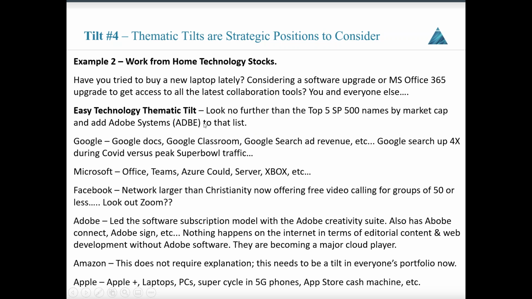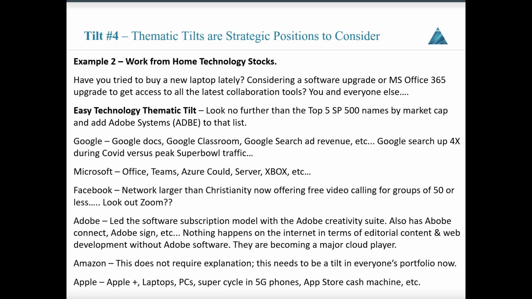So in this thematic tilt that I outlined, I add a real key player to this list that everyone needs to be aware of, and that's Adobe Systems, okay? They literally led the software subscription model with the Adobe Creativity Suite. For those of you that aren't familiar with Adobe, it's Illustrator, it's all the Adobe productivity tools that we use day in and day out. The PDF, they were basically the inventors of the PDF document and everything.